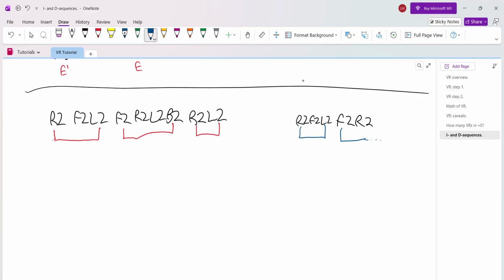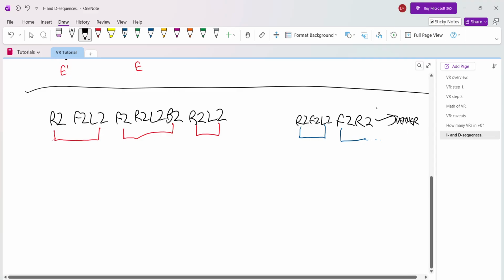So in this case, our procedure is kind of suspended. And when you get something like this, it means that you do not have an I or a D sequence. So this is neither of them, because of this F2 R2 at the end. So just the fact that it closed means it's either an I or a D sequence, and you just have to figure out which of them it is.